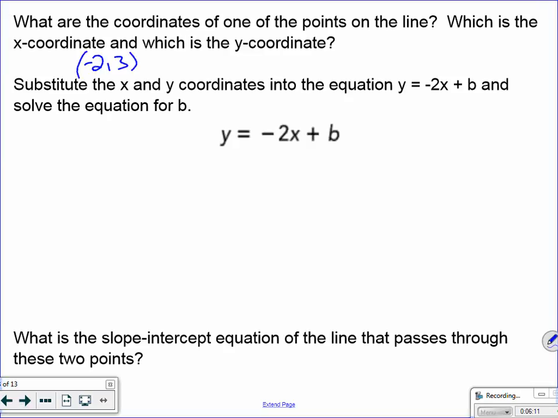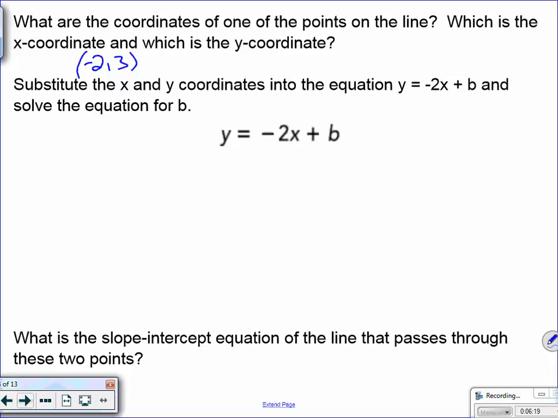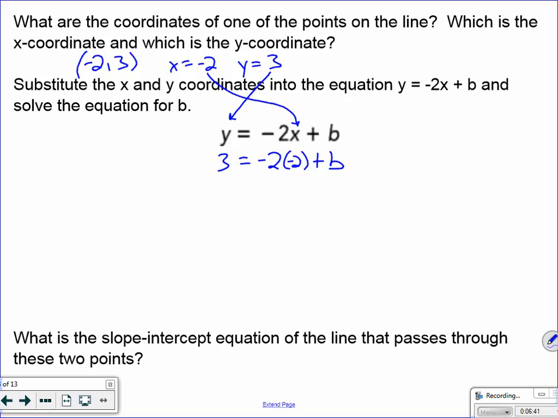I already picked -2, 3 for my point. Again, x is -2, y is 3. So they already put the m in here for the -2, so now I'm going to put the 3 in here for y. I'm going to put the -2 in for x. And we're going to solve for b.